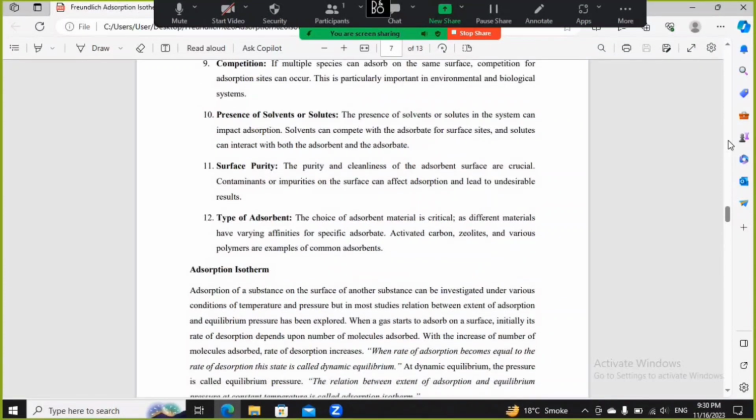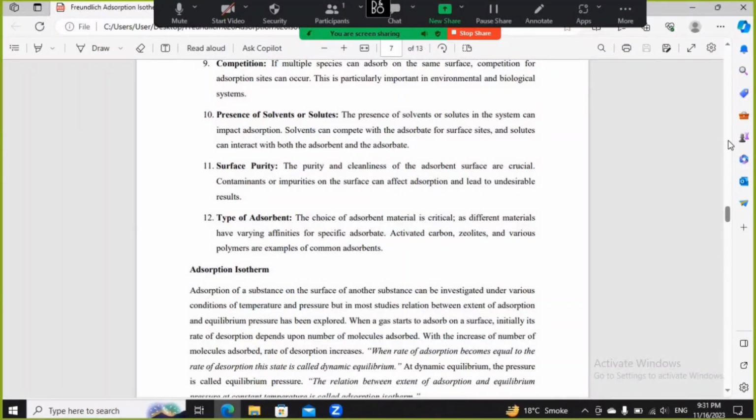The other factor is the presence of solvents or solutes. The presence of solvents or solutes in the system can impact adsorption. Solvents can compete with the adsorbate for surface sites, and solutes can interact with both the adsorbent and adsorbate. The next factor is surface purity. The purity and cleanliness of the adsorbent surface are crucial. Contaminants or impurities on the surface can affect adsorption and lead to undesirable results.